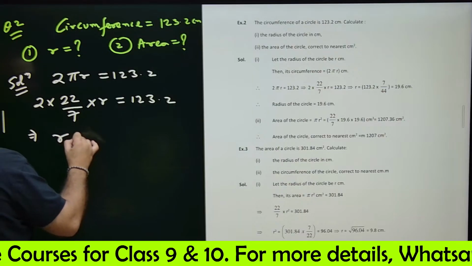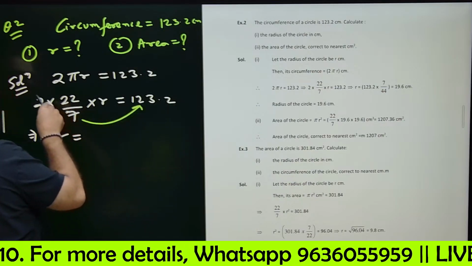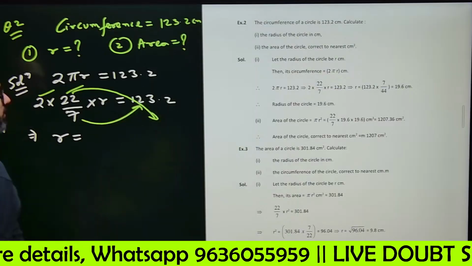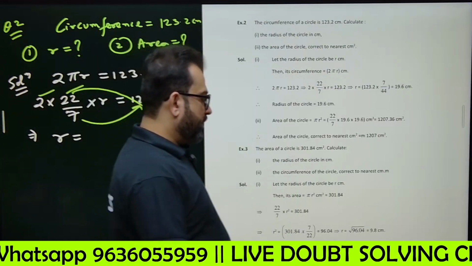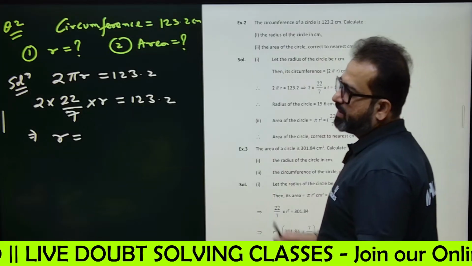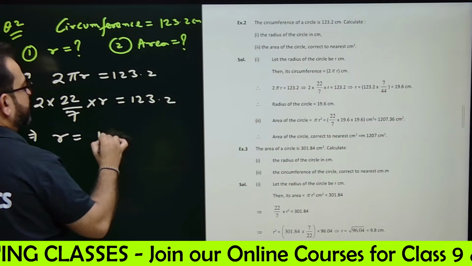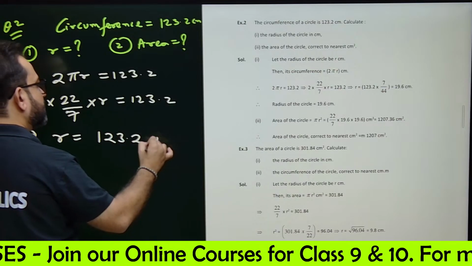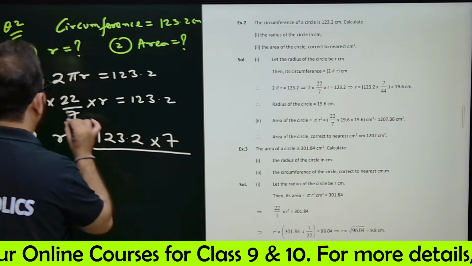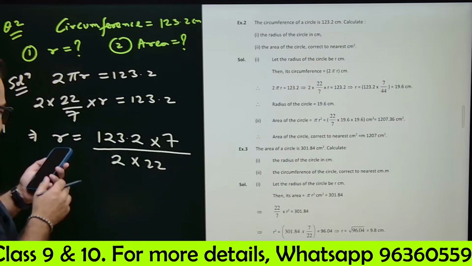For finding the radius, you will multiply the 7 into the numerator and bring the 2 and 22 into the denominator. Got this point? Whatever is on the upper side will come on the downside in the RHS, and the downside will go on the upper side. Multiply 123.2 into 7, upon 2 into 22. Very easy, yes or no?